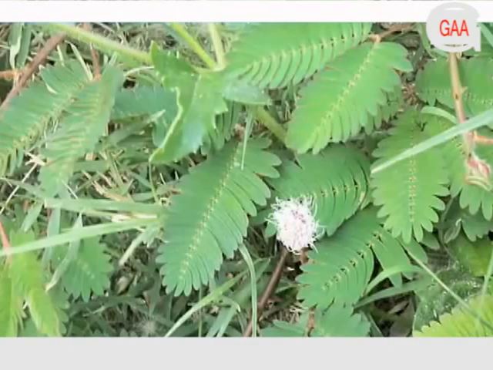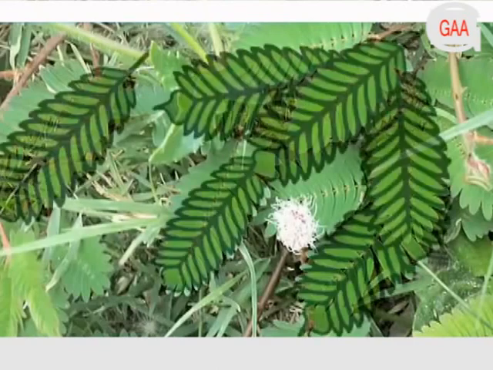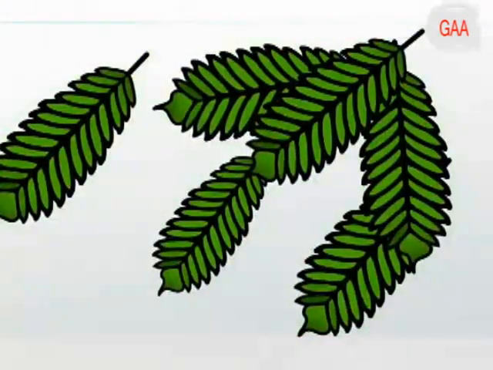Haptonasty is the response to touch. The touch reaction in plants is most dramatic in the sensitive plant, Mimosa pudica. The leaves of this plant will close rapidly if they or their stems are touched.